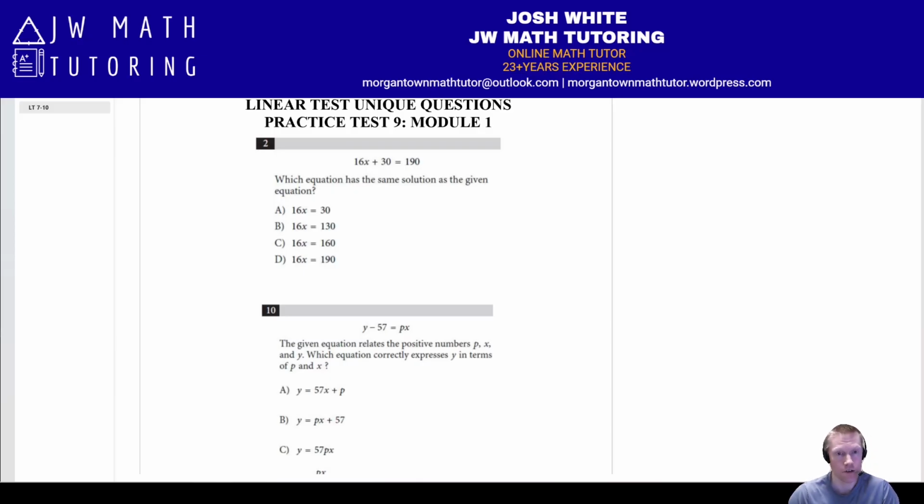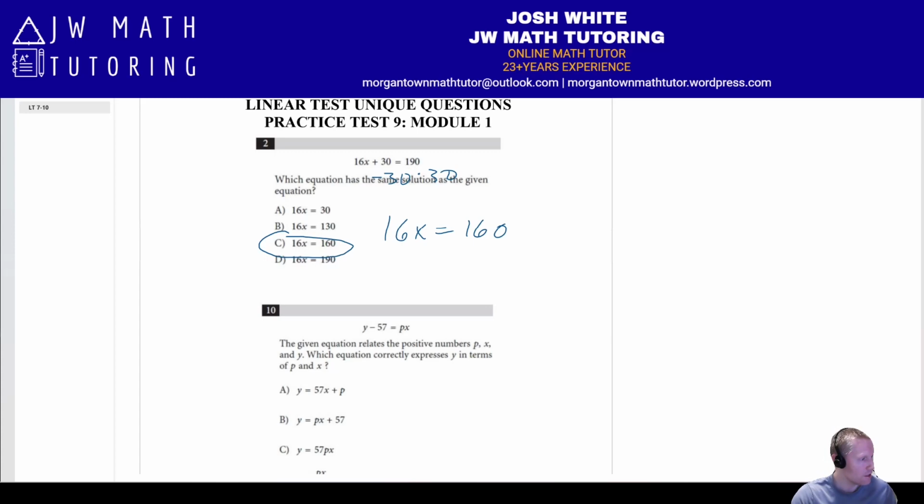First question, you just have a very basic linear equation, and notice that they're asking what 16x is equal to. So all we have to do is just subtract 30 over here, and we just get 16x equals 160. So the correct answer for this is C.